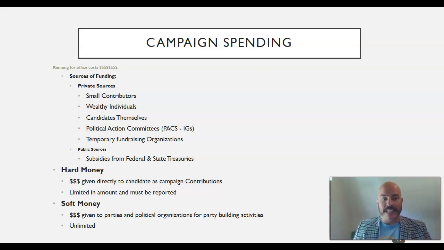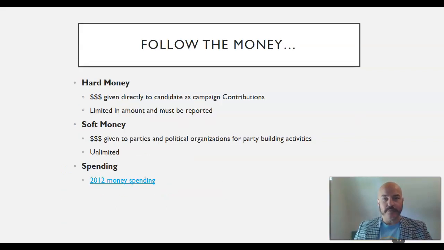Hard money is money that's given directly to the candidate. Soft money is given to political organizations or PACs. That is usually unlimited. Again, we will talk more about this in class. Again, hard money, soft money, and then we'll see some charts on 2012 spending versus 2016 spending and where that money is coming from. It's pretty interesting to see because special interest is playing a large role in American politics, and we're going to talk about whether or not they should or should not.